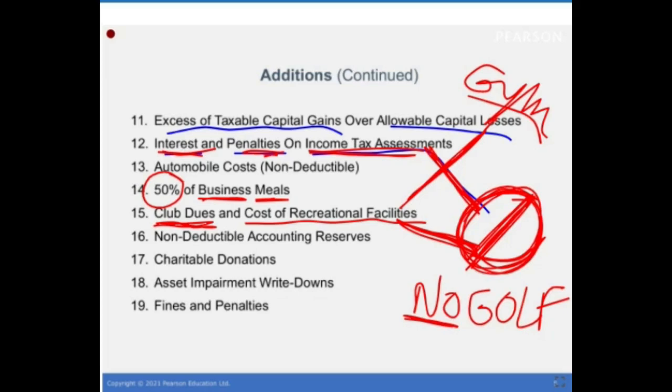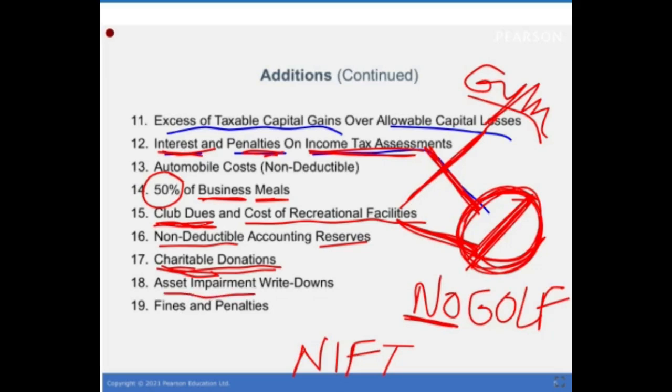We have, what else did we have? We've got non-deductible accounting reserves. We'll talk a little bit about that stuff. Charitable donations. We will discuss how and where that gets handled. Sometimes something might get added back in order to calculate net income. Remember, we're calculating net income for tax. Remember, we always have another number, which is taxable income. There are going to be some similarities here to what we learned in Tax 1 with that. We're just doing it now for an incorporated entity.